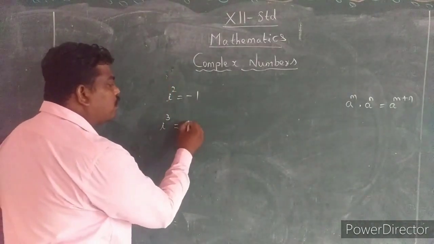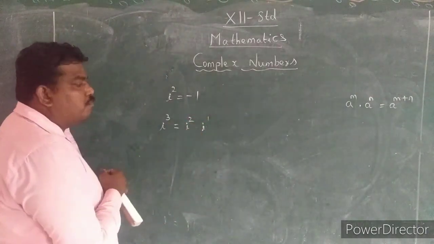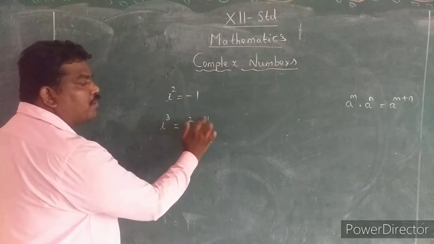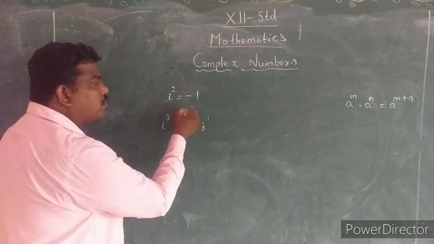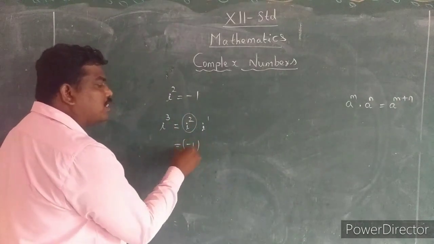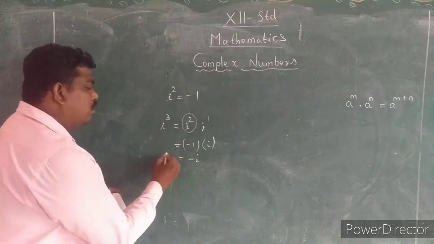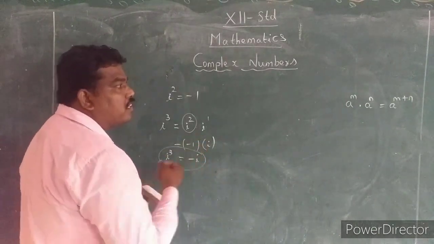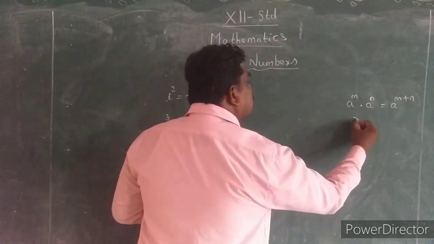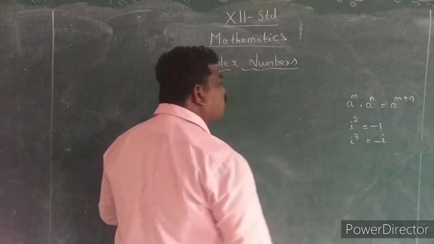For example, here I split the power 3 as i square into i power 1. When you add the powers, you get 3. Now what is the value of i square? We already know it's minus 1. The remaining is i. So the answer is minus i. So what is the simplified value of i cube? It's minus i. Here I write the answers. i square is equal to minus 1. i cube is equal to minus i.